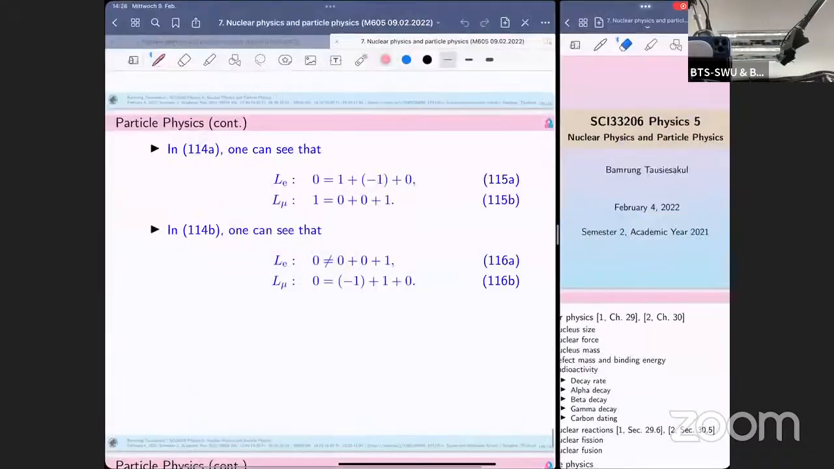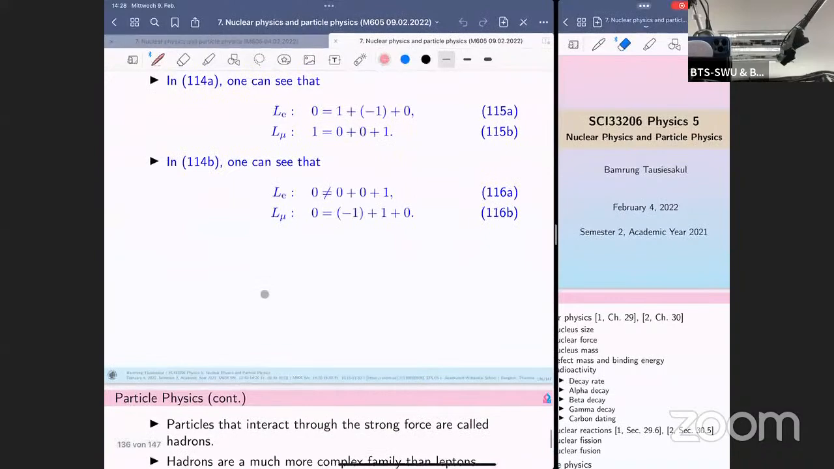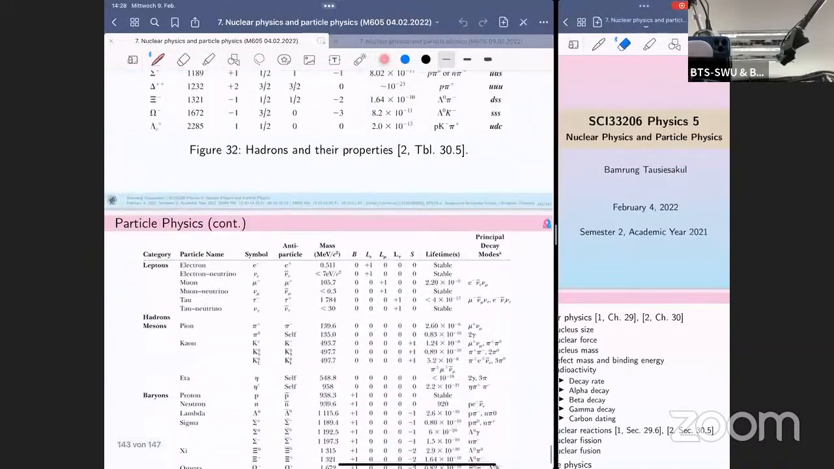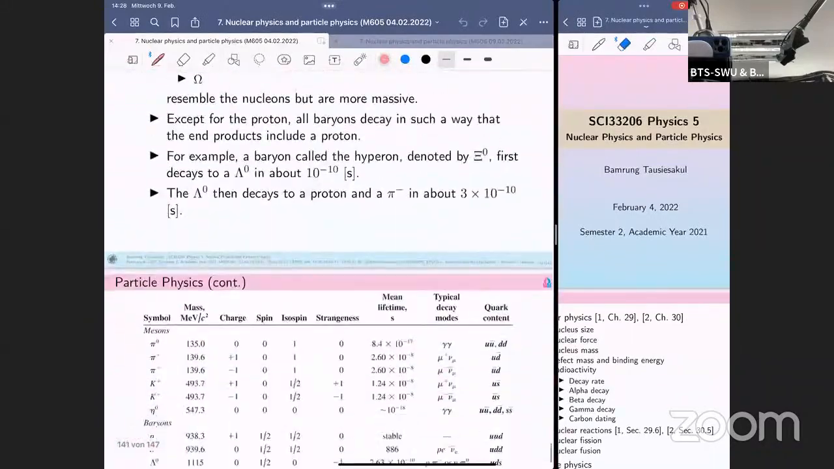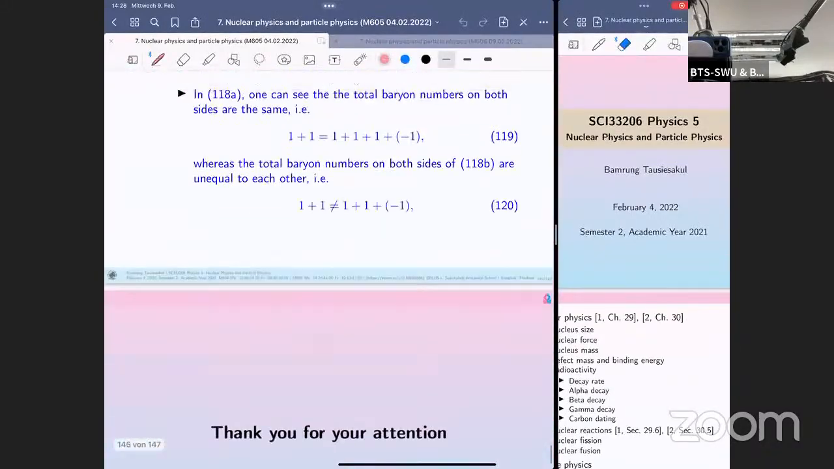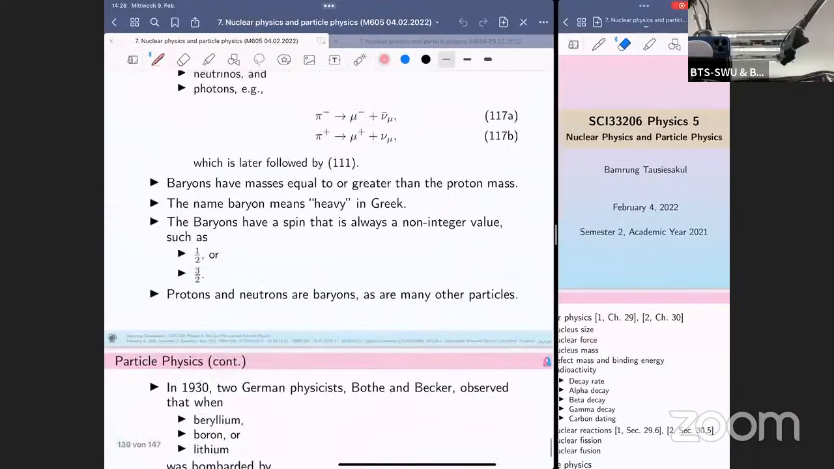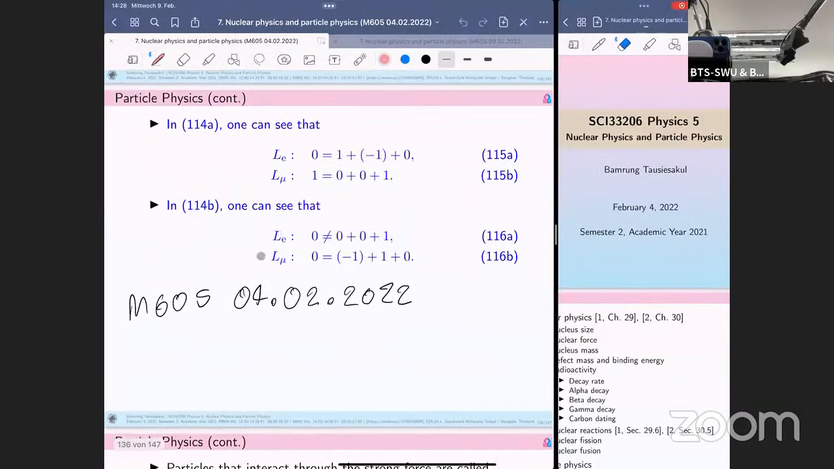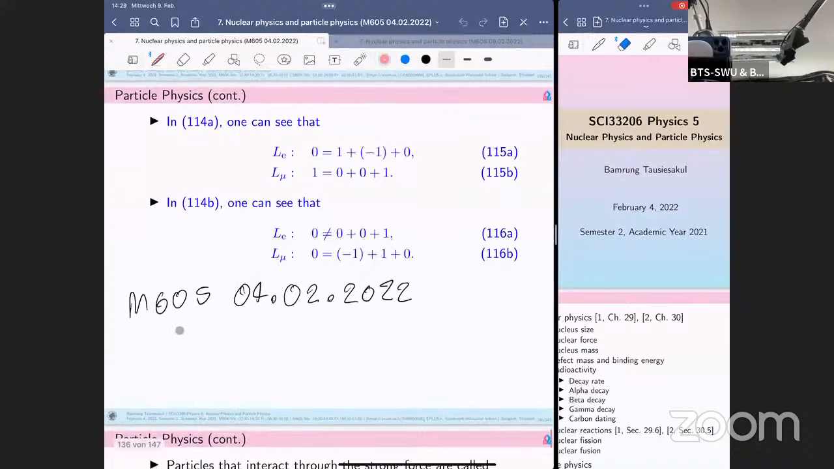Welcome again officially to SCI33206. Last time we arrived at here, right? The summation of lepton number for either muon lepton number or electron lepton number, right?